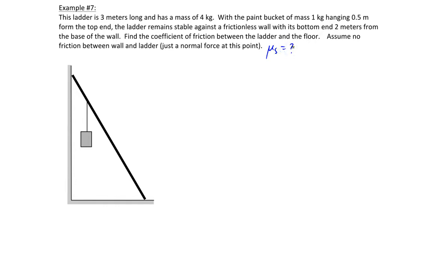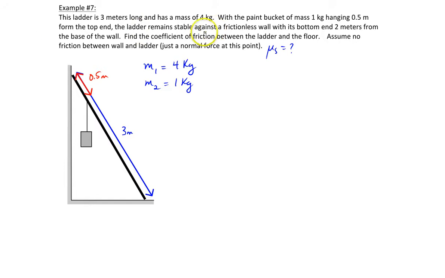Okay, so let's kind of label some information. We have the ladder is 3 meters long. I'm just going to label that here as 3 meters. It has a mass of 4 kilograms. So I'm just going to write the mass of the ladder as M sub 1 is 4 kilograms. Then there's this paint bucket, which has a mass of 1 kilogram, and it is hanging 0.5 meters from the top end. So I'm assuming this distance is 0.5 meters.